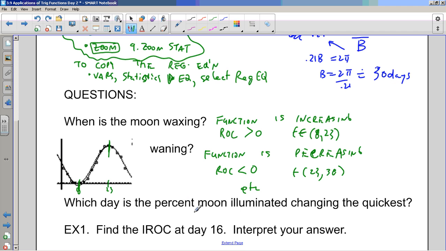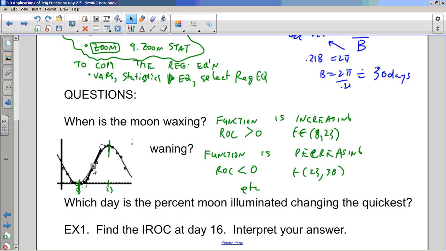This is a good question. Which day is the percent moon illuminated changing the quickest? So what we're after here is, when is the increase the most or the decrease the most? I'll notice not there, because even if I slide it a little bit this way, the tangent, the IROC, is going to be higher on this side. No, that's not the highest, because if I just slide it a little bit this way, it feels like I can get a tangent that's the highest.